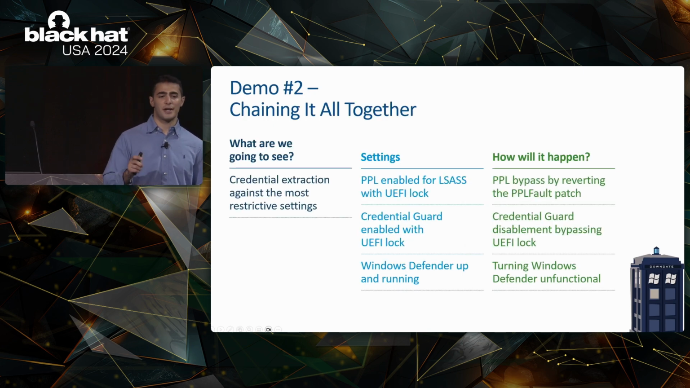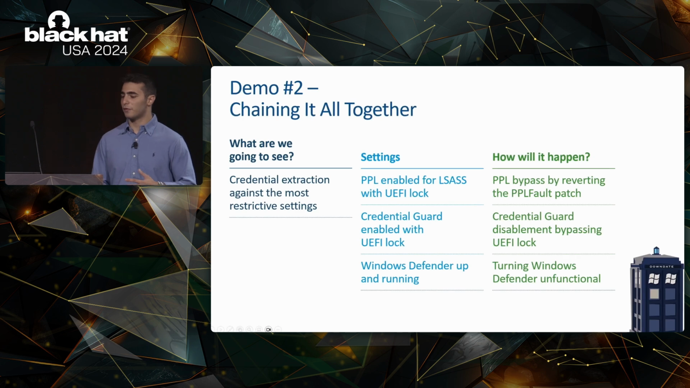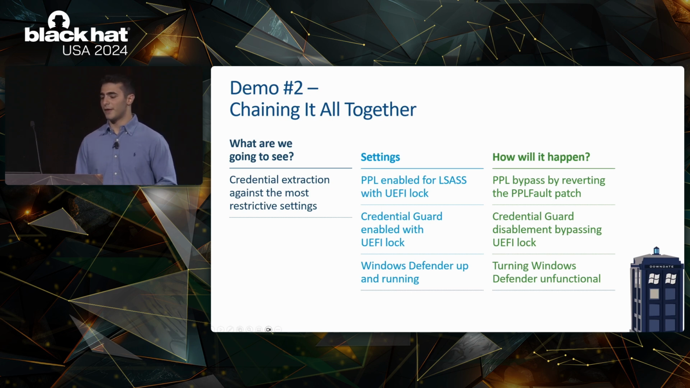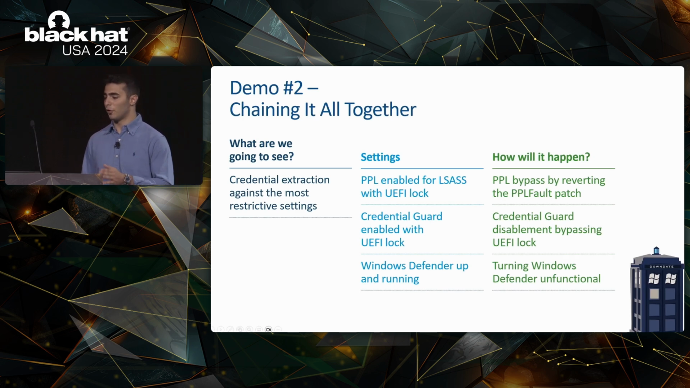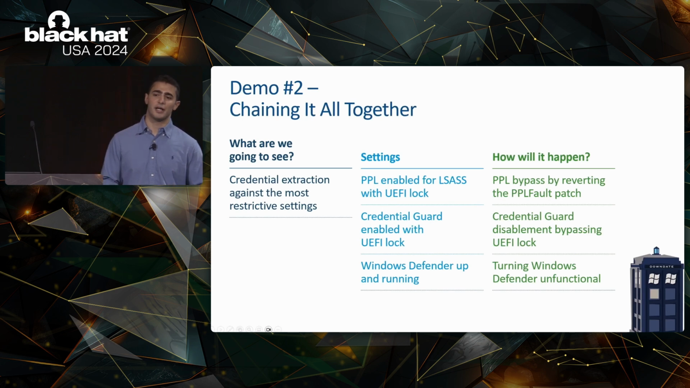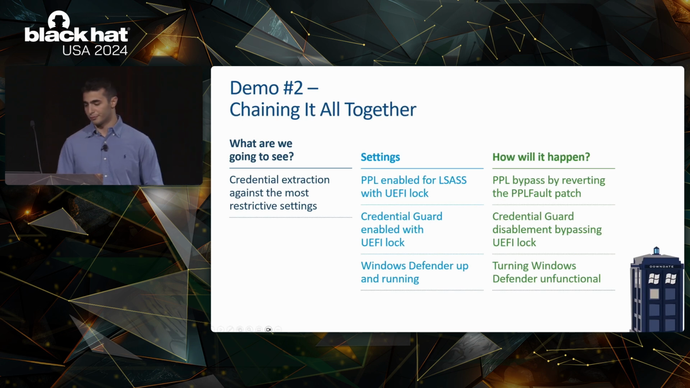Now it is time for another demo, chaining all of the capabilities gained so far together. In this demo, I will show credential extraction against the most restrictive settings. Those settings will be PPL enabled for LSASS with UEFI lock, protecting against LSASS dumps, then Credential Guard enabled with UEFI lock, protecting secrets in VTL1, and Windows Defender up and running. The way all of this will be bypassed is by first reverting the PPL fault patch to allow the PPL bypass, second, disabling Credential Guard by bypassing the UEFI lock, and third, making Windows Defender nonfunctional by invalidating the main Defender executable, the MsMpEng engine.